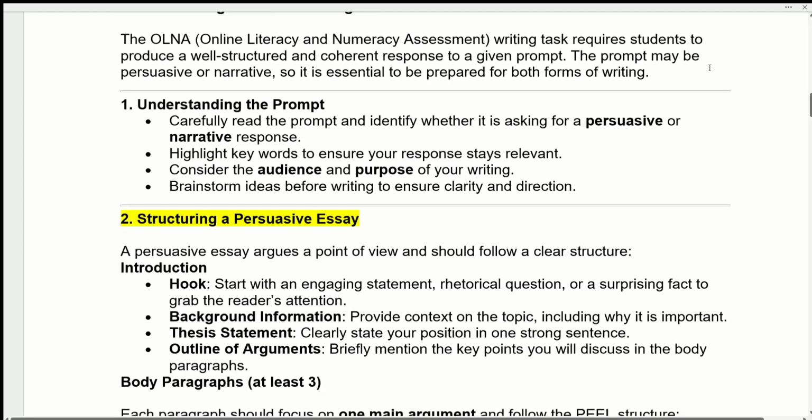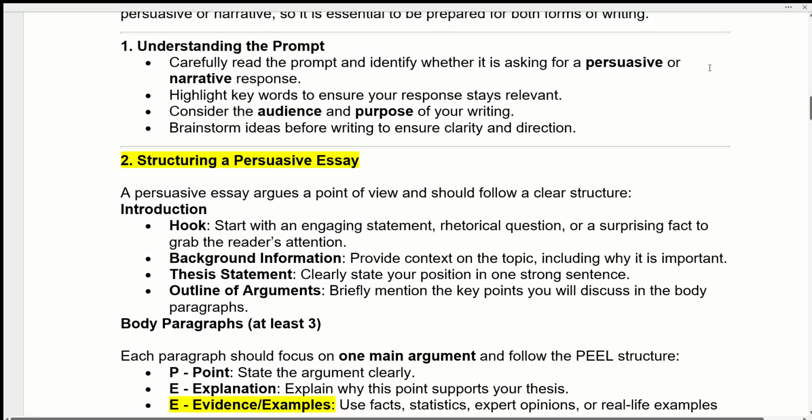Okay. Then we are going to move on to structuring a persuasive essay. Let's say that's what you're writing. And I've also created a persuasive essay writing guide for primary school students. You may use the same structure as you move along in the year grades. We are basically using the same structure but refining our style of writing using grammar and sophisticated structure. Okay, so a persuasive essay argues a point of view and should follow a clear structure.